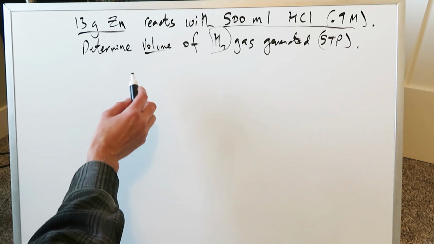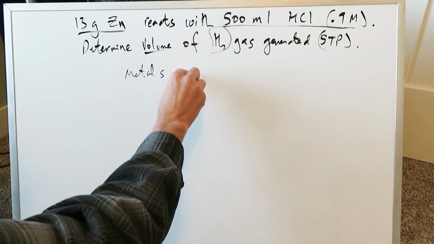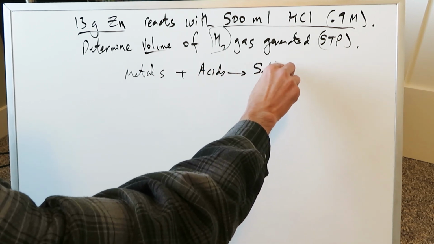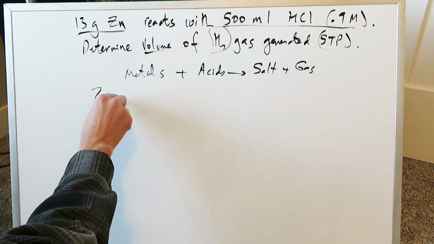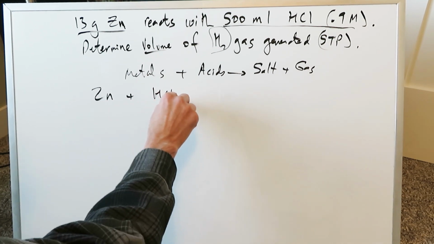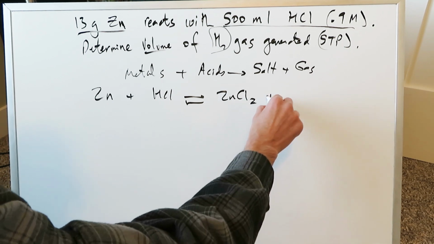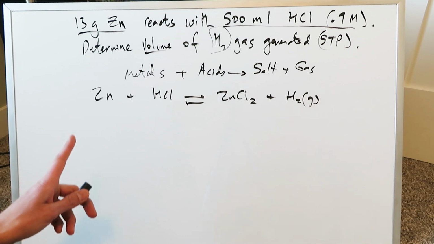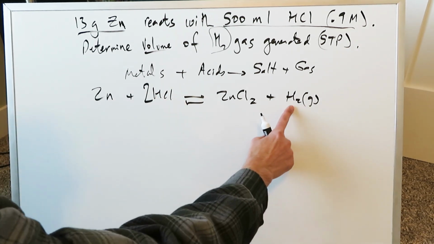of H2. A very well-known fact is this: metals react with acids and you'll always generate some sort of a salt and gas. Here we have a metal, here we have an acid. What exactly is our reaction? You'll have zinc plus HCl to form zinc chloride, ZnCl2 plus H2 gas. You have to balance this. Everything is balanced except for this right here. Now it's balanced. We have to determine the volume of this.